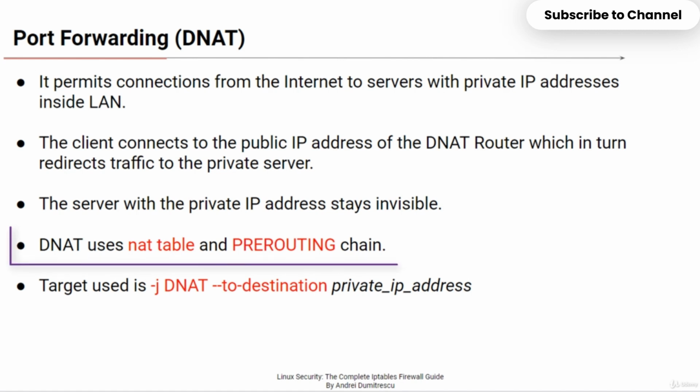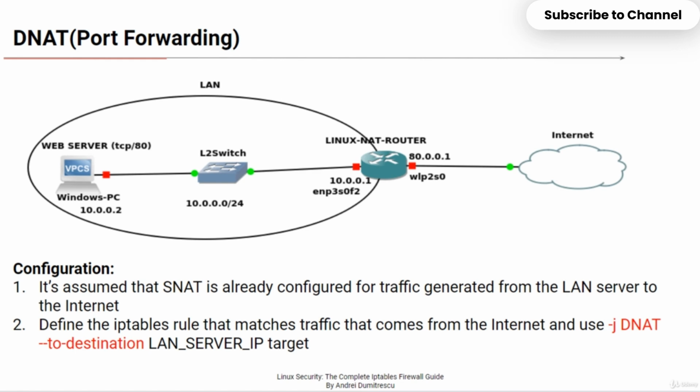DNAT uses the NAT table and the PREROUTING chain, and the iptables rule target DNAT. Let's go to the terminal and configure DNAT, or port forwarding, on the NAT router. In this example, there is a web server running on a private IP address, which is 10.0.0.2, and the NAT router has the private IP address 10.0.0.1 and the public IP address 80.0.0.1.